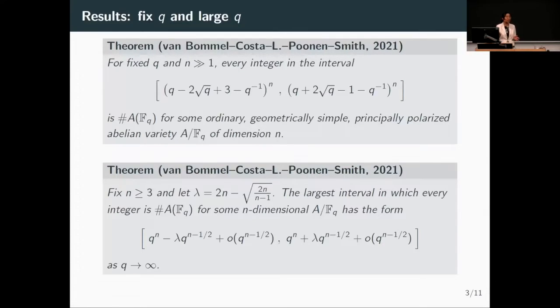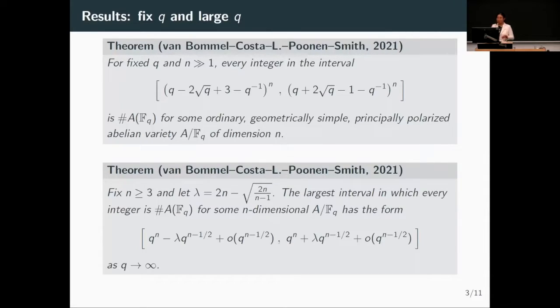One direction is the large n limit, as the dimension or the genus of the curve grows. Then the other direction is the large q limit. So we also think: if I fix my dimension n and let q go to infinity, so that we have more and more abelian varieties over F_q because the field is getting larger, then what is the largest interval where every integer shows up as the order of an n-dimensional abelian variety is given by the following form.